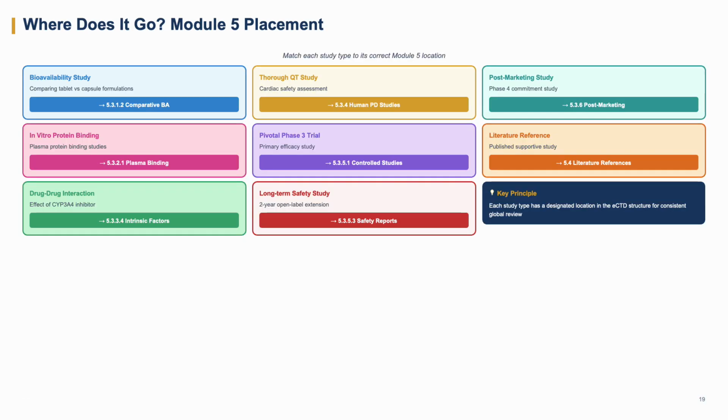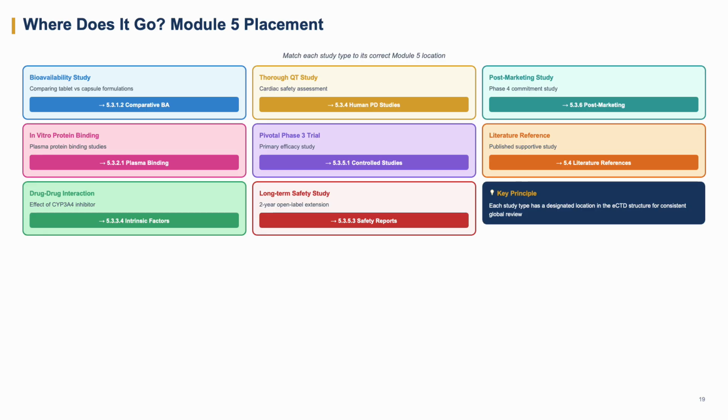Let's test your understanding with this matching exercise. Each study type has a specific location in the Module 5 structure. A bioavailability study comparing tablet versus capsule formulations goes in 5.3.1.2, comparative BA and bioequivalence studies. In vitro protein binding studies using human plasma go in 5.3.2.1, plasma protein binding studies. Remember, 5.3.2 is for studies using human biomaterials.